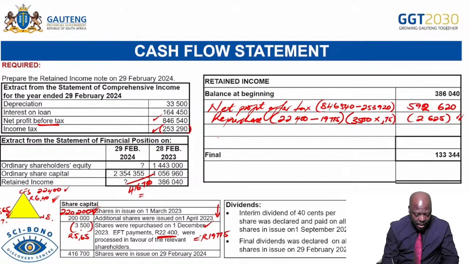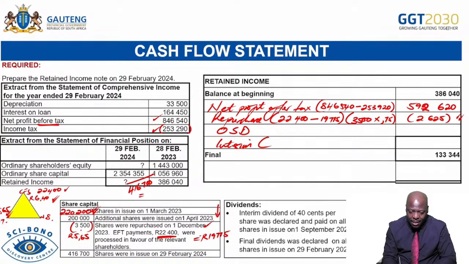And then the next one is my ordinary share dividends. The first one is going to be my interim. It's going to be easy now because I've already calculated my shares at the beginning. My shares at the beginning were 220,200 and we issued 200,000 more. That means we now had 420,200, and that was on the 1st of April. Dates are of great importance.